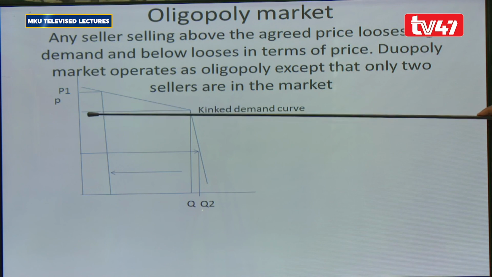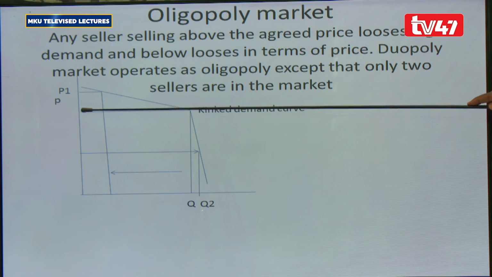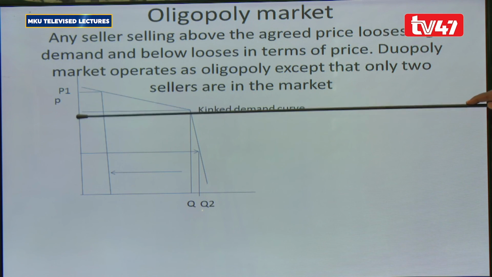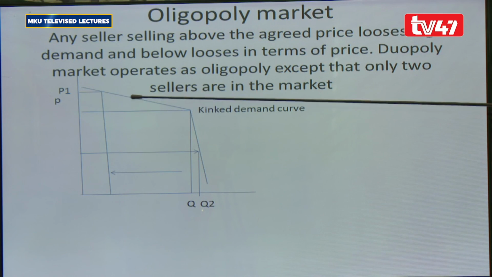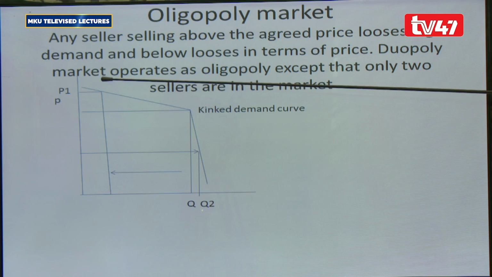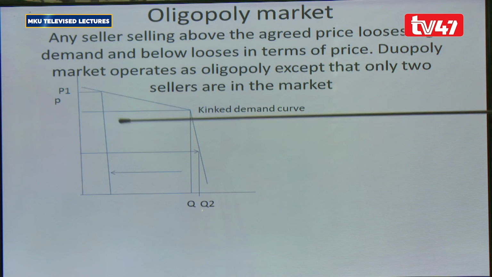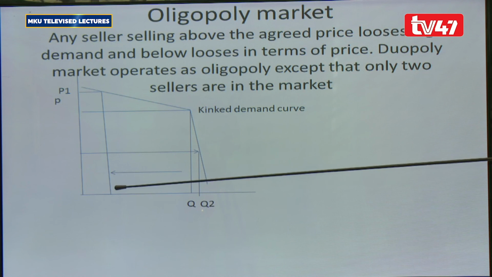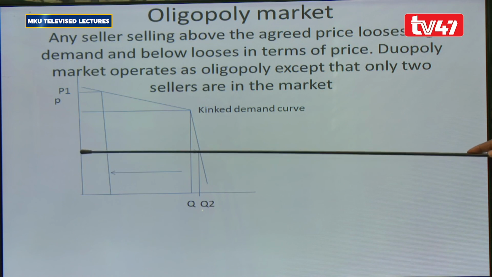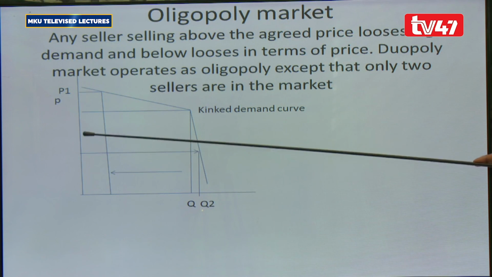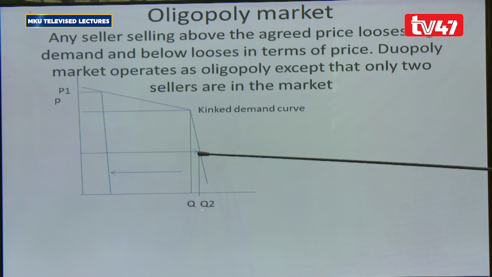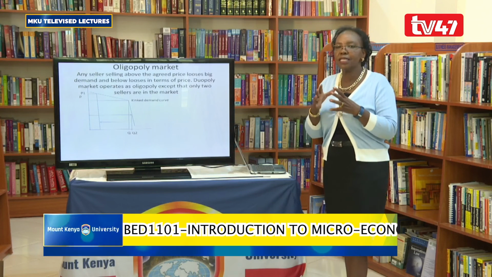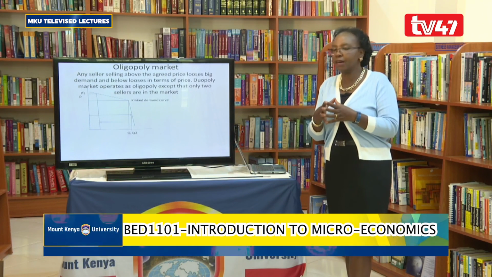So if any one of them decides to sell at a price higher than the kink or the agreed price, because they go to the elastic part of the demand curve, they will lose in terms of demand. If one of them goes below the kink or the agreed price, they lose in terms of price. So each one of them is compelled to operate at the price they have agreed.